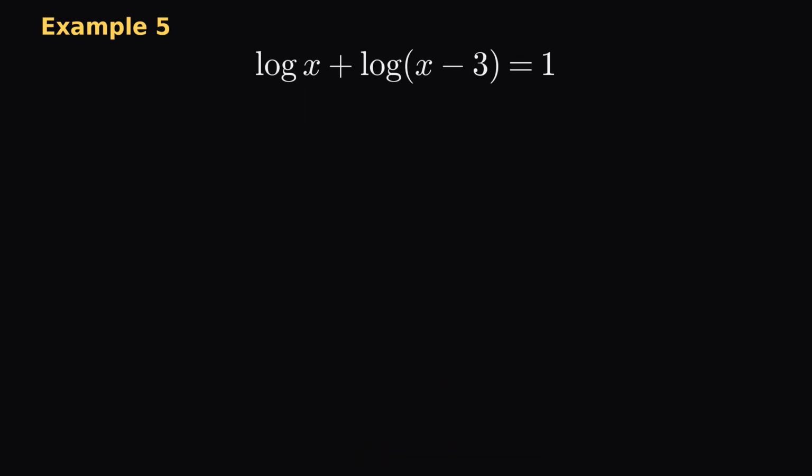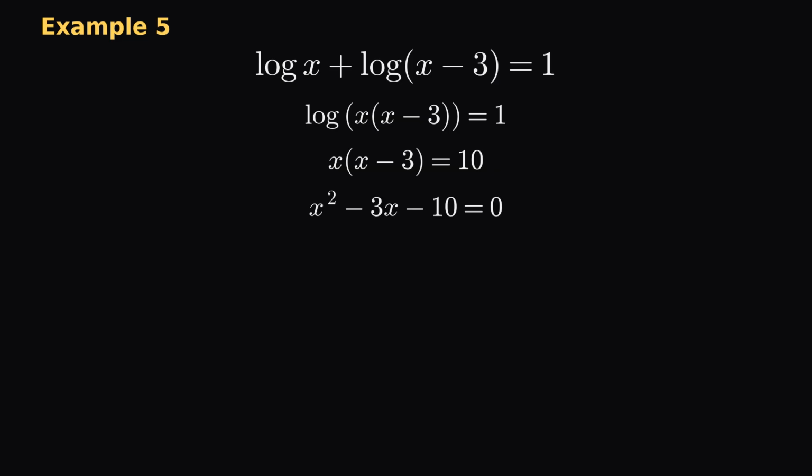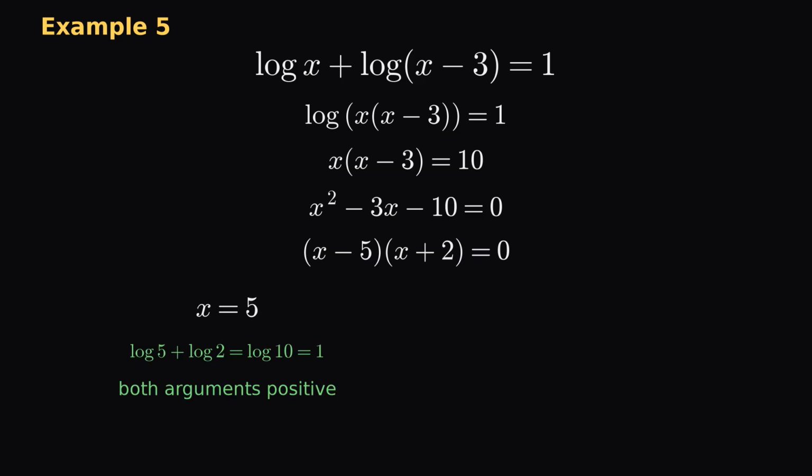Last one, and it's the one from the start. Solve log x plus log (x minus 3) equals 1. Condense. Log of x times (x minus 3) equals 1. Base 10. So x times (x minus 3) equals 10. That's x squared minus 3x minus 10 equals 0. Factorize. (x minus 5) times (x plus 2). So x is 5, or x is minus 2.